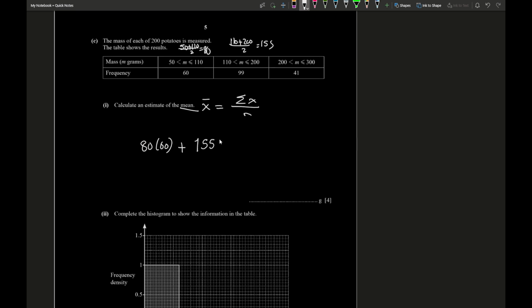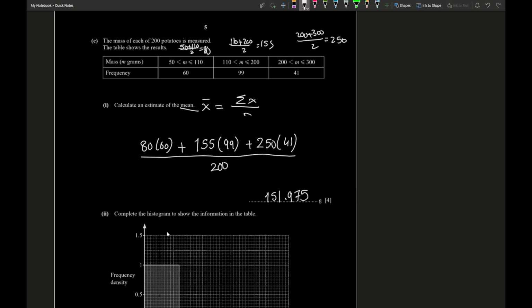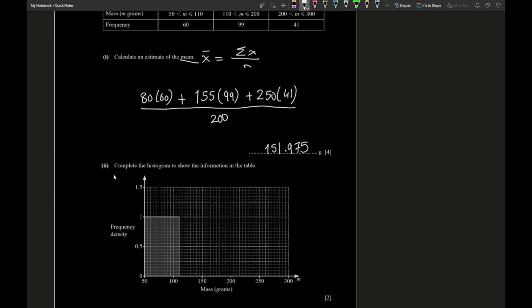155 multiplied by 99. And finally, 200 plus 300 divided by 2 is 250. Okay, 250 times 41. Add all of this, divided by the number of potatoes, which is 200. One second, I'll put it on the calculator, God willing it gives us the answer: 151 grams point 975.